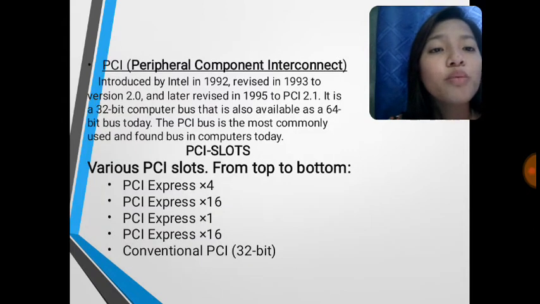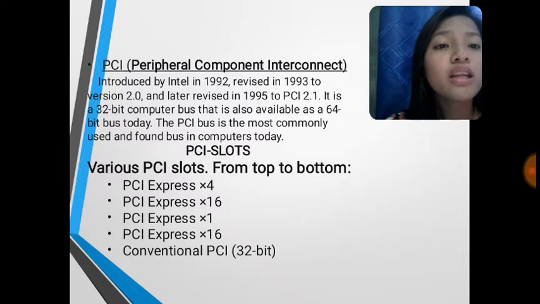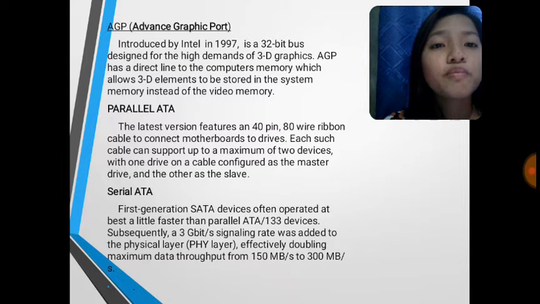PCI, Peripheral Component Interconnect, introduced by Intel in 1992, revised in 1993 to version 2.0 and later revised in 1995 to PCI 2.1. It is a 32-bit bus but is also available as a 64-bit bus today. The PCI bus is the most commonly found bus in computers today. PCI slots: PCI Express 4, PCI Express 16, PCI Express 1, PCI Express 16, and conventional PCI 32-bit.